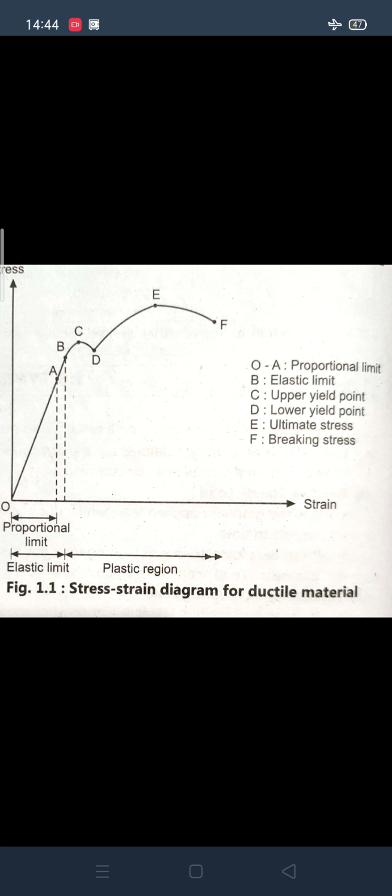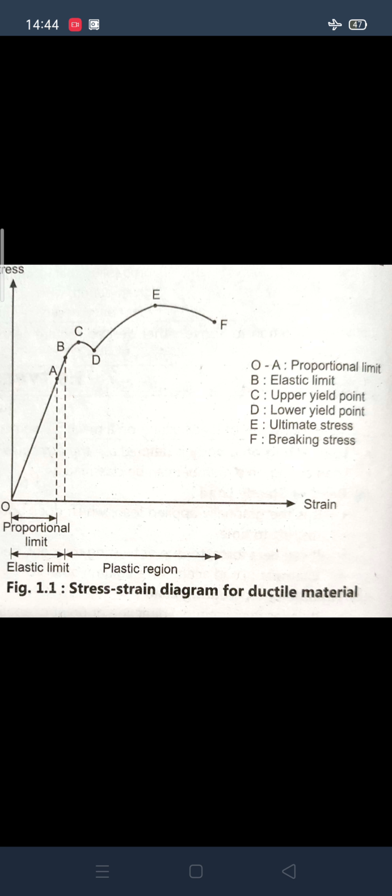Here the OA represents proportional limit. Let's see what these points are called. OA is proportional limit, B elastic limit, C upper yield point, D lower yield point, E ultimate stress, and F breaking point or breaking stress.